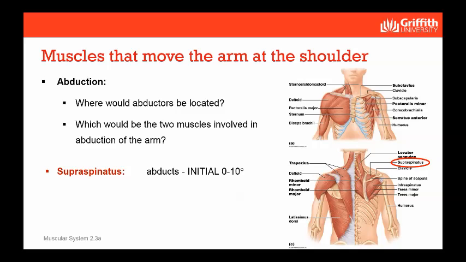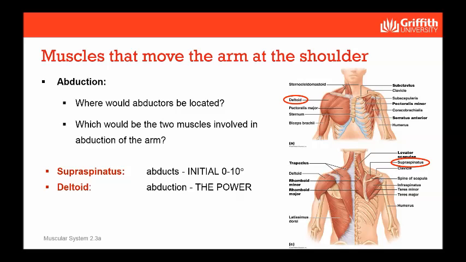Supraspinatus, one of the rotator cuff muscles, initiates the first 10 degrees of abduction. It is located in the supraspinous fossa of the scapula and inserts into the greater tubercle of the humerus. However, supraspinatus does not provide the powerful force behind the movement of abduction. After this initial 10 degrees of movement, the deltoid muscle becomes the prime mover for shoulder abduction.